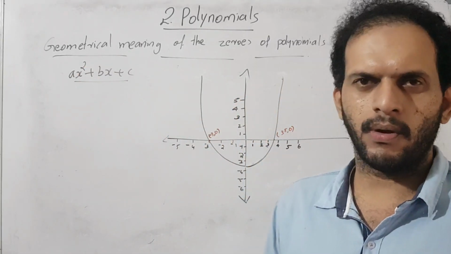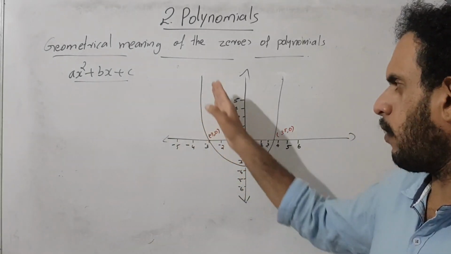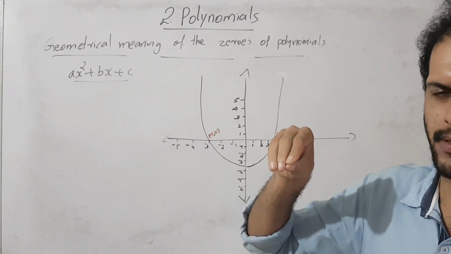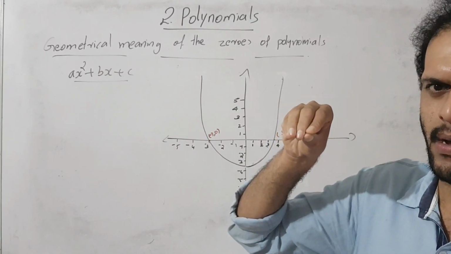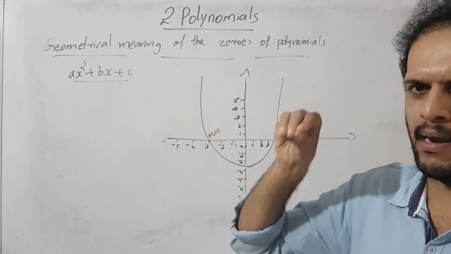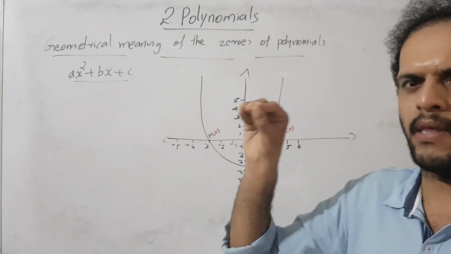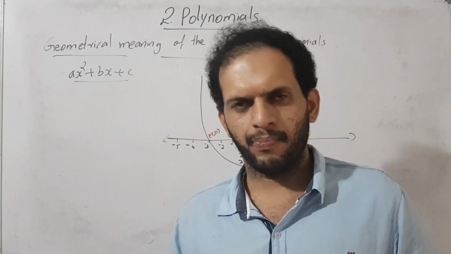2 zeros. Okay, then the number of times the graph intersects the x-axis shows the number of zeros of the polynomial.